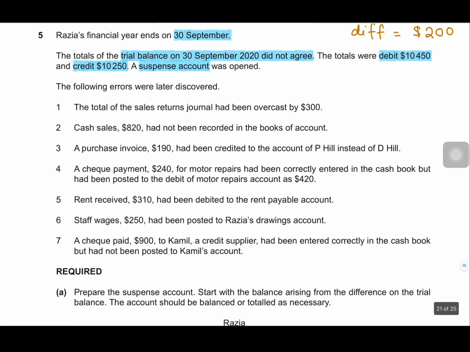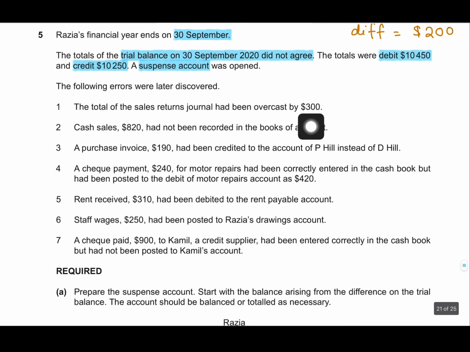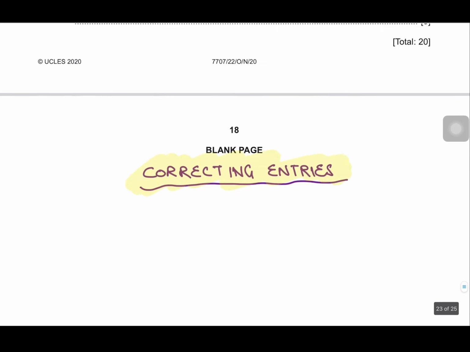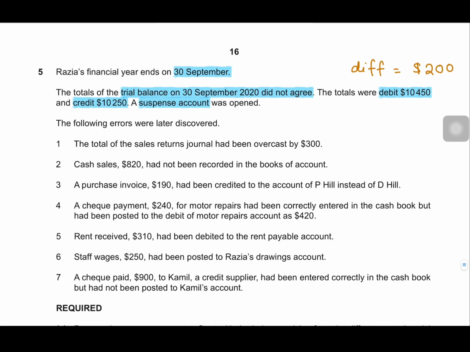Now what we will be doing, we will be reading each of the errors one by one, and we will be correcting them there and then by making the correcting entries, the double entries. For that we can use the blank pages that we have. So in this exam we have 1, 2, 3 pages. You can use those to make your correcting entries. So error number 1, the total of the sales returns journal had been overcast by $300.